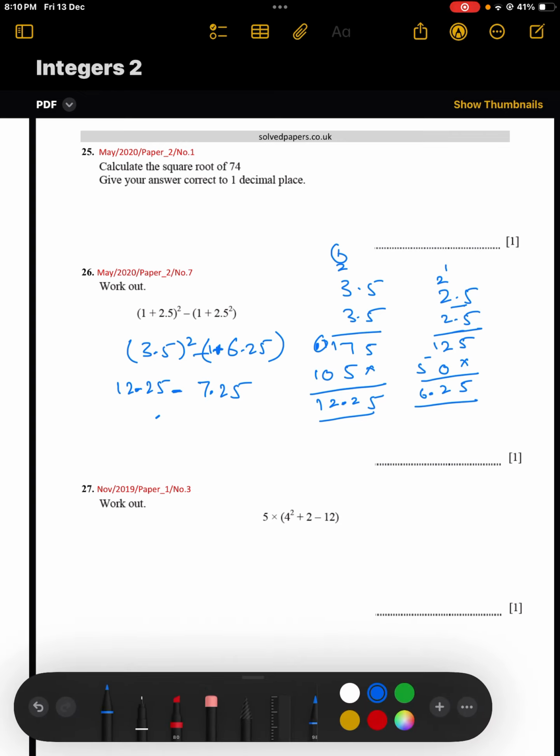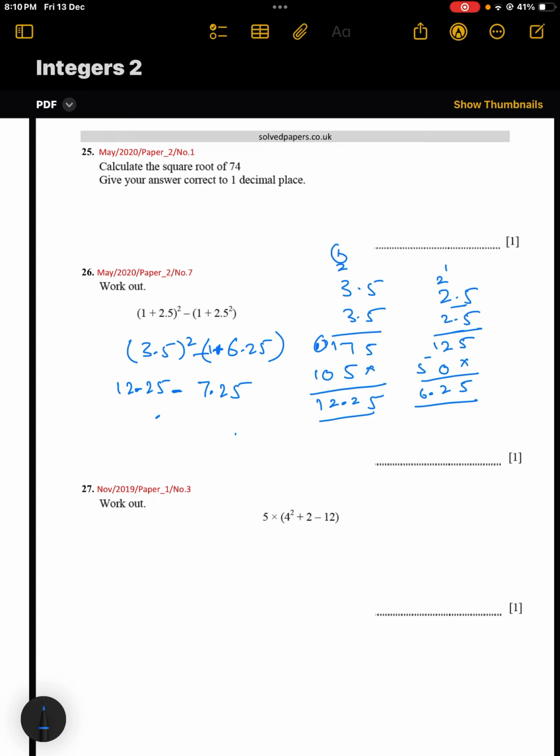Do the rough work here. So 12.25 and 7.25. Make sure to write the point under the point, so 0 from here, 0 from here, point as it is. You cannot go with the 2, so we will consider 12. 12 minus 7 will be 5, so 5 is our answer. Clear? Now moving to question number 27.